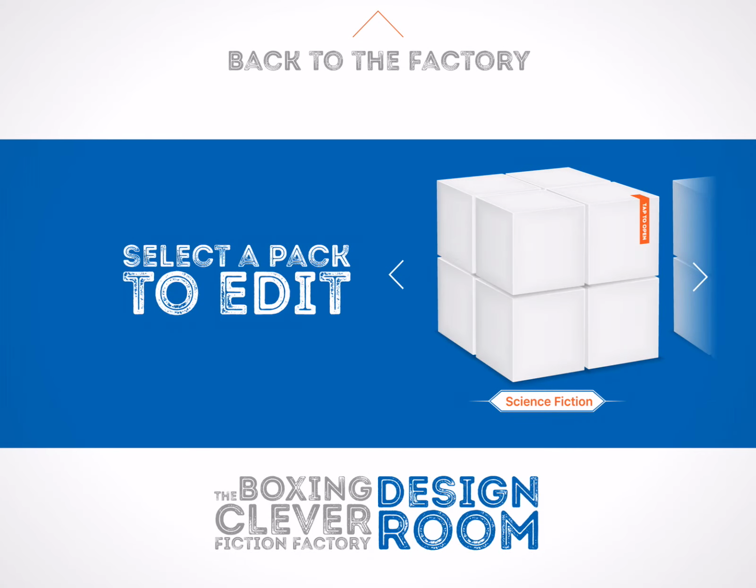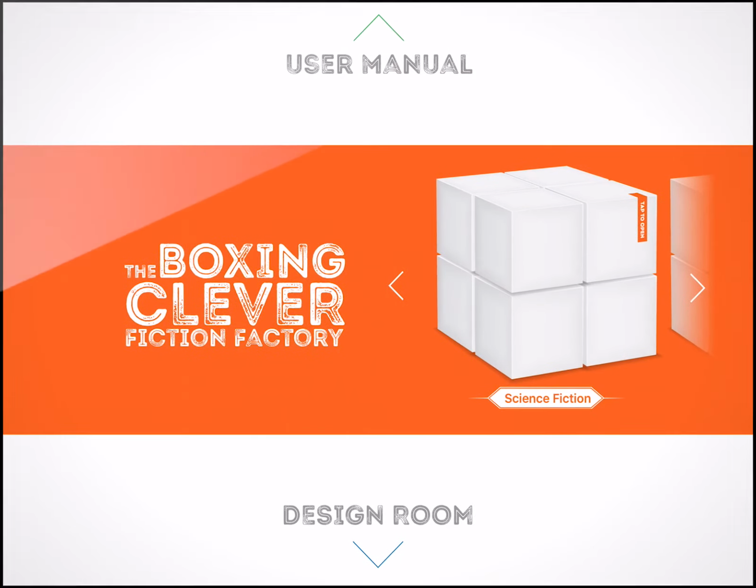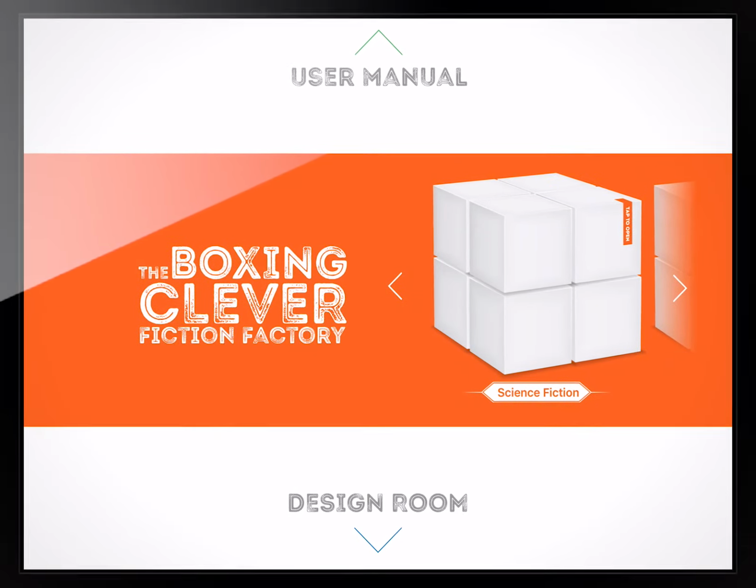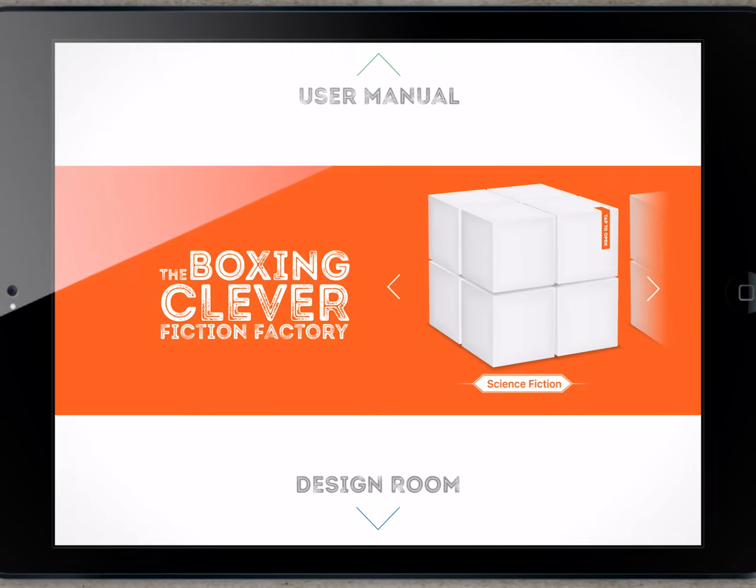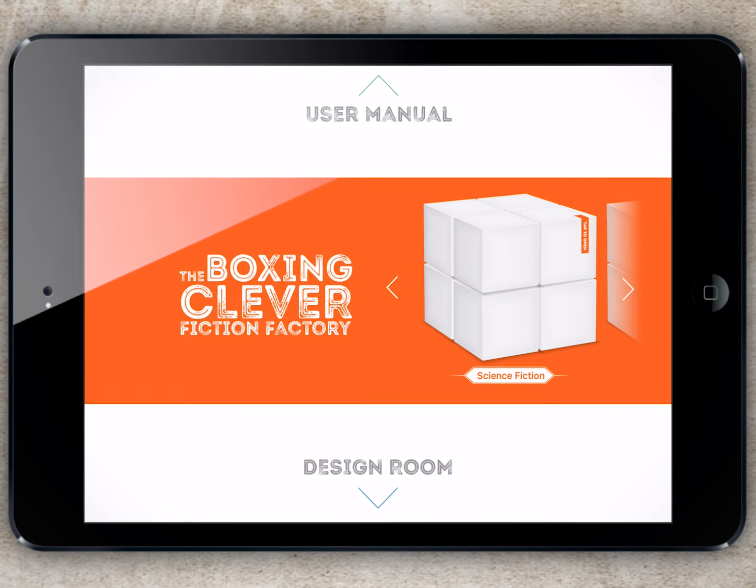Well, that's the design room. We hope you have fun creating your own packs, whether they are genre specific or generic. The possibilities are endless. In fact, each pack has the potential to contain a possible 729 million story combinations, if you fill each of the boxes. In the next video, I will give you a brief tour of the Fiction Factory, which is where the magic of Boxing Clever really comes to life.